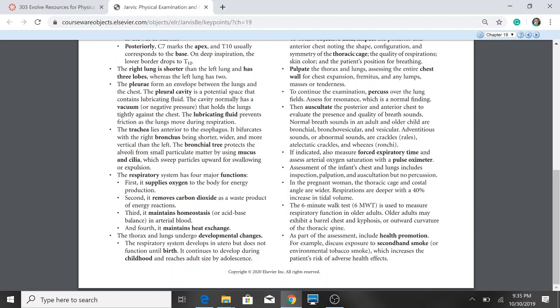As part of the assessment, include health promotion. For example, discuss exposure to secondhand smoke, which increases a patient's risk of adverse health effects.